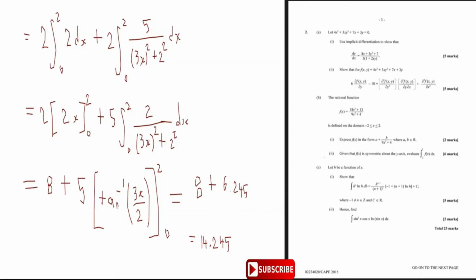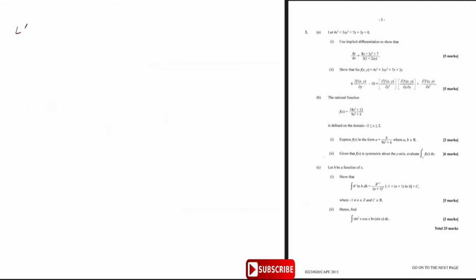Now, part C. Part C is asking us, it says, let h be a function of x and show that the integral of h to the n ln h dh is equal to h to the n plus 1 over n plus 1 all squared, times minus 1 plus n plus 1 ln h, plus c. So that's heavy, or it looks heavy at least.